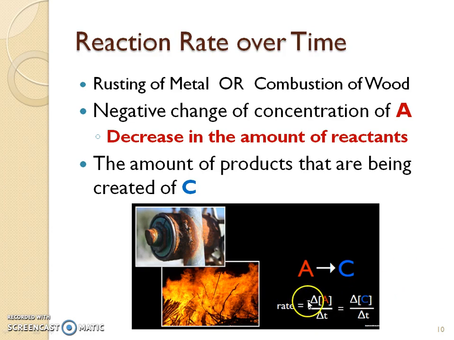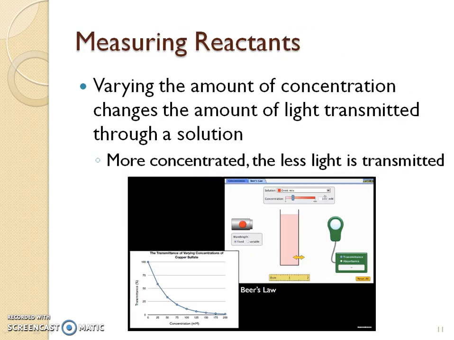But notice that there's a negative in front of the reactants and a positive in front of the products, because the reactants are going to disappear. That's why they get that negative. That's all that negative is there for, just to signify that it is decreasing the amount of reactants. And the positive is for the products because they are appearing. So that's all that positive and negative is truly for.